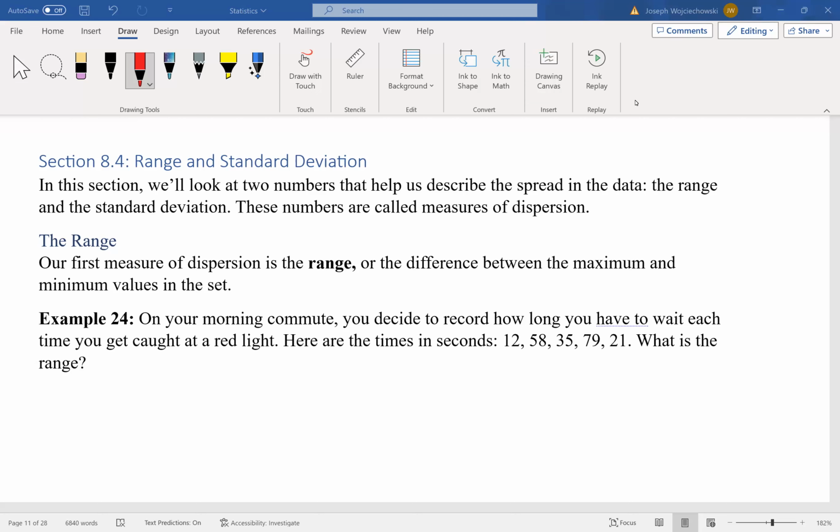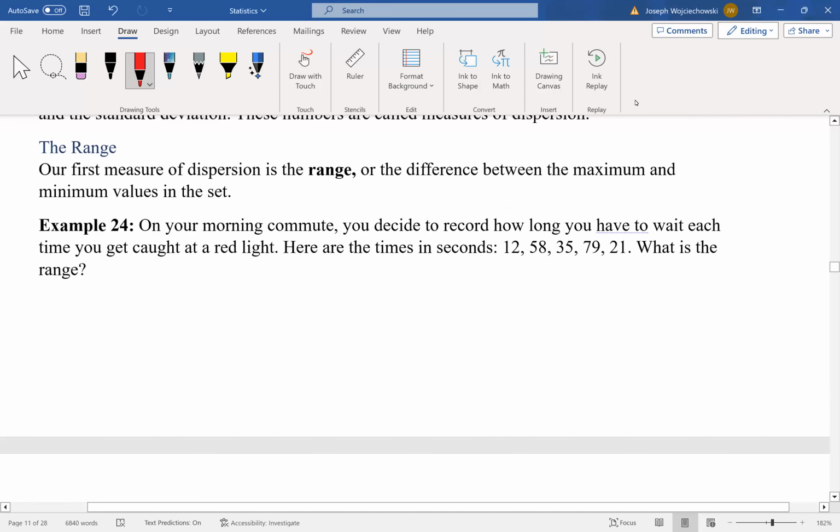So, on your morning commute, you decide to record how long you have to wait each time you get caught at a red light. And then we have the times here in seconds: 12, 58, 35, 79, and 21. What is the range? So what is the lowest? Looks like 12 is the lowest, 79 is the highest.